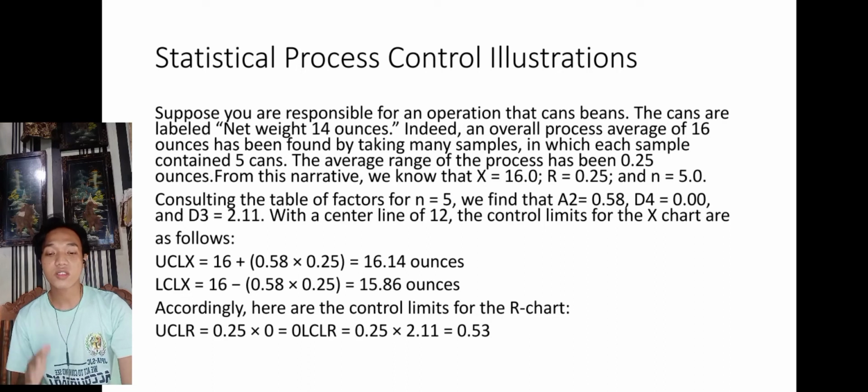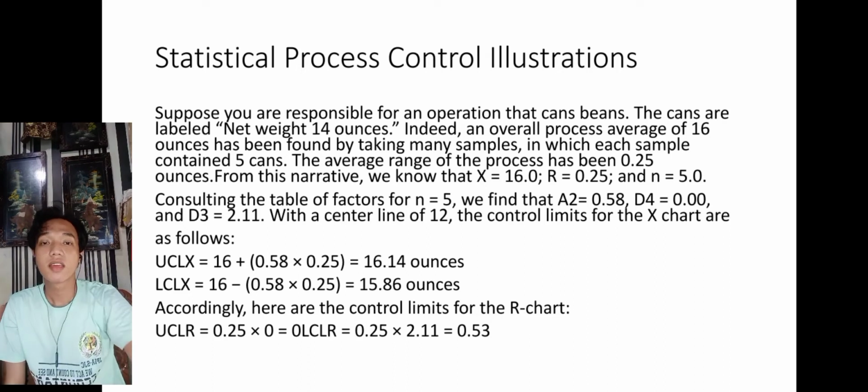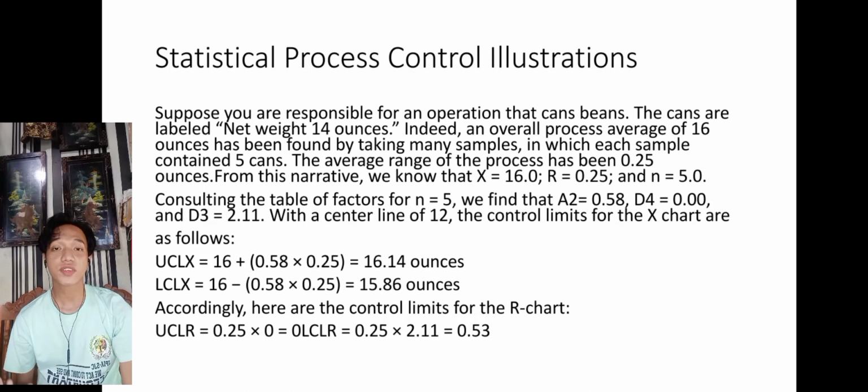Consulting the table of factors for n equals 5, we find that A2 equals 0.58, D4 is 0.00, and D3 is 2.11. With a center line of 16, the control limits for the x-bar chart are as follows. UCL x-bar equals 16 plus 0.58 times 0.25 equals 16.14 ounces. LCL x-bar equals 16 minus 0.58 times 0.25 equals 15.86 ounces.